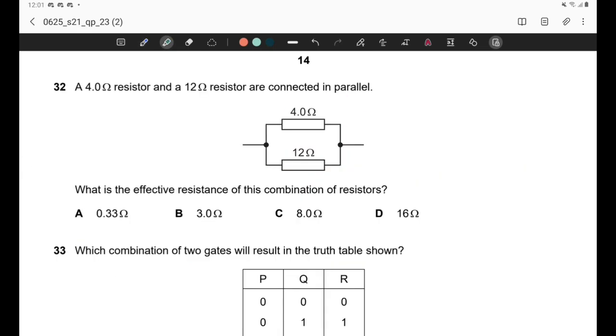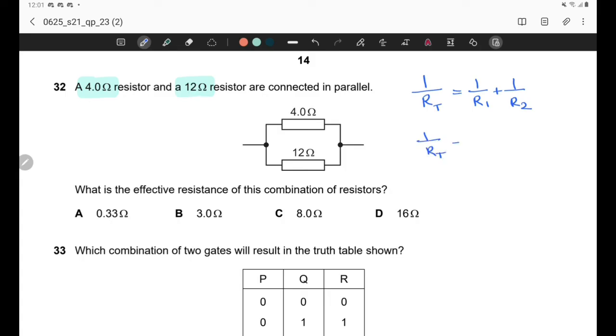Question number 32. A 4 ohm resistor and a 12 ohm resistor are connected in parallel. What is the effective resistance of this combination of resistors? So these resistors are connected in parallel. In order to find the combined resistance, we can use the equation, that is 1 over R total or R combined is equal to 1 over first resistance plus 1 over second resistance. So we can substitute the values.